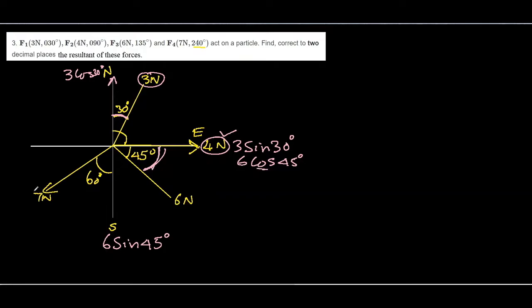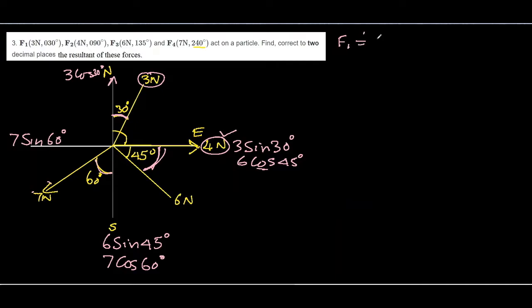Now, 7 newton, because the angle is here, 60 degrees. So it will be 7 cos 60 degrees. And this will be 7 sine 60 degrees. So we have divided all the forces into different components. So now we will write them in terms of their components.